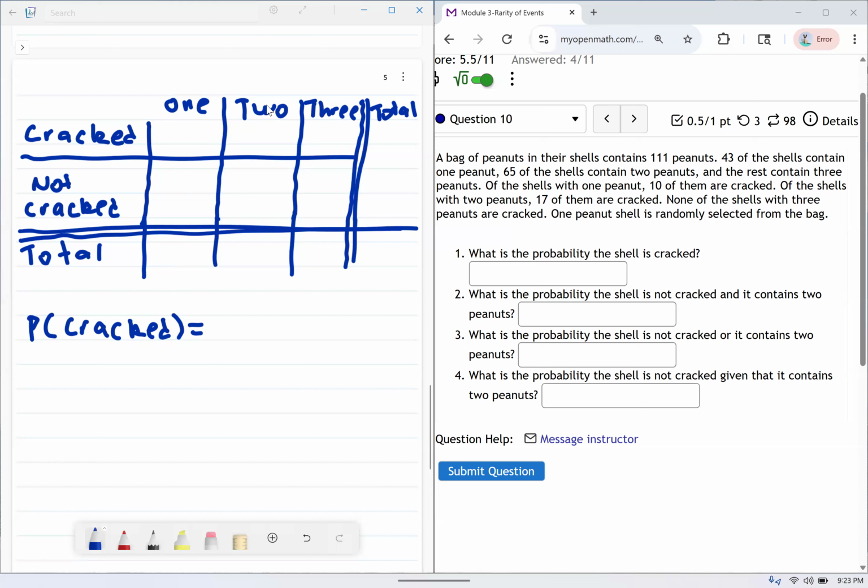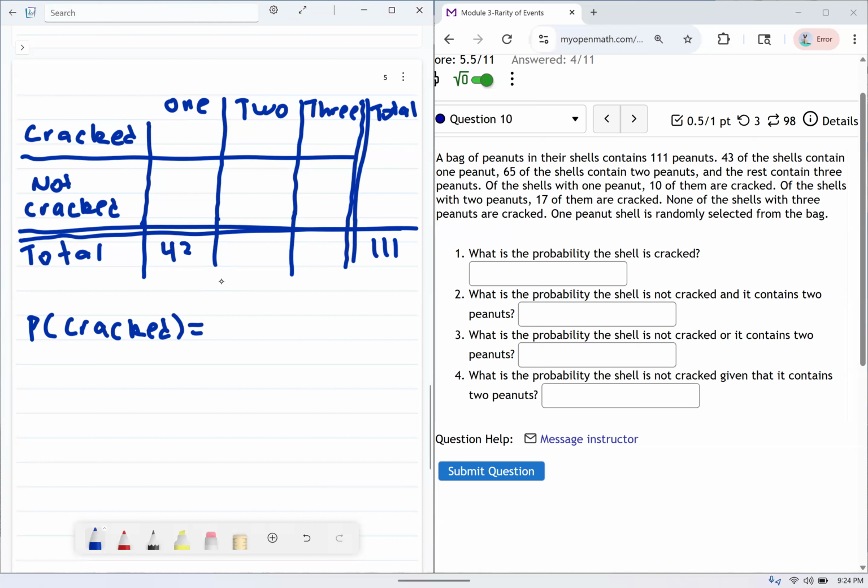So I've got one, two, or three peanuts. I've got cracked or not cracked. So I'm setting up my table like this, where I've got cracked, not cracked as one variable, and the number in the shell as the other. I'm told the overall total is 111. So I'm going to put that in the bottom right corner.